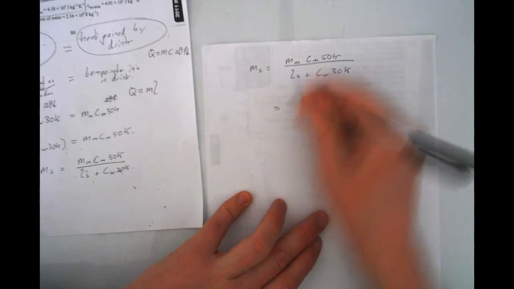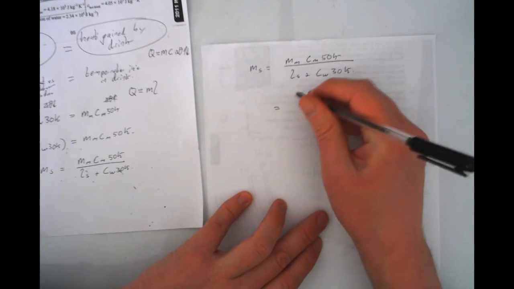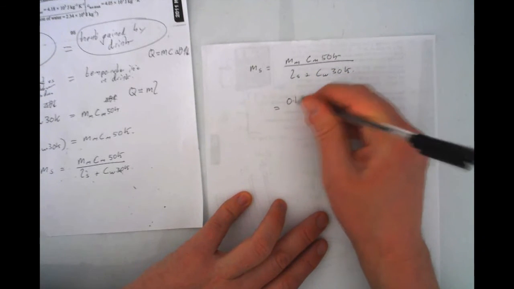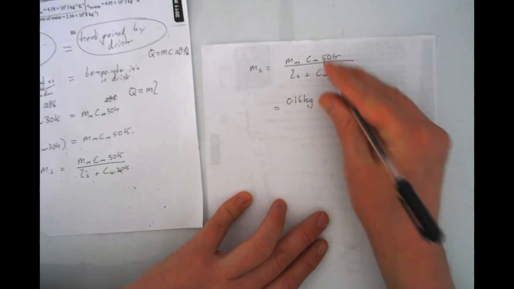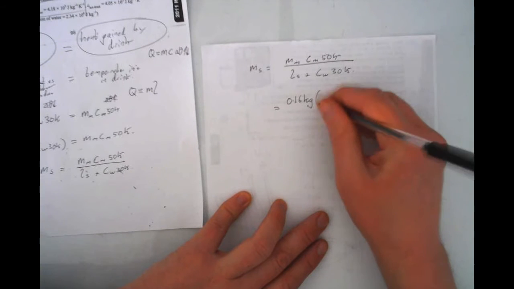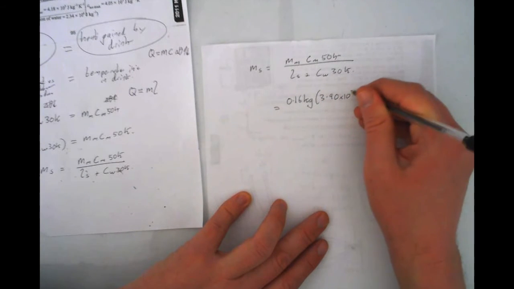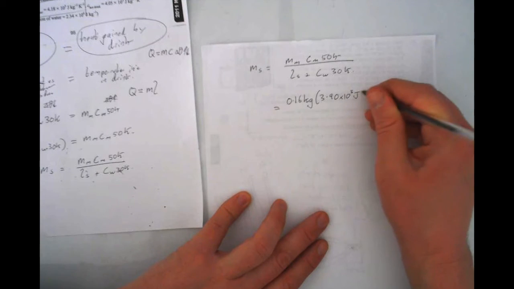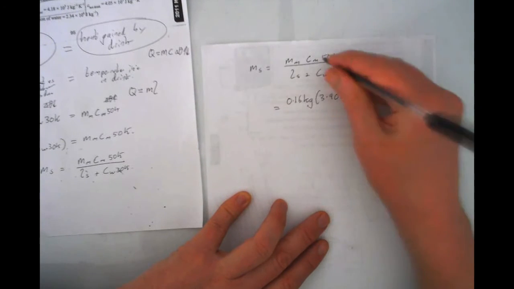Okay, so let's plug in our numbers. We know the mass of milk is 0.16 kg because it's 160 grams. So it's 0.16 kg times the heat capacity of the milk, which is 3.90 × 10^3 joules per kilogram per Kelvin. And we have to multiply that again by the temperature change, which is 50 K.